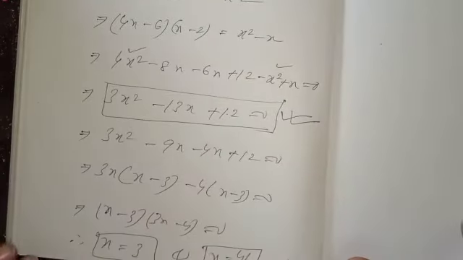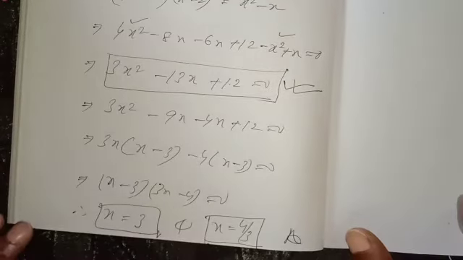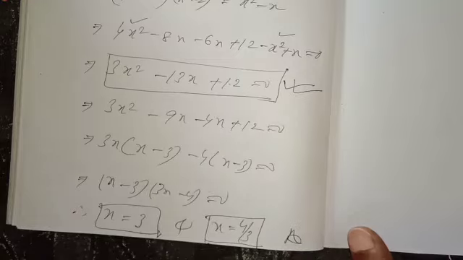Then applied middle term breaking. How much are you getting the value of x? One is 3, another is 4 by 3. Let us go to the next part.